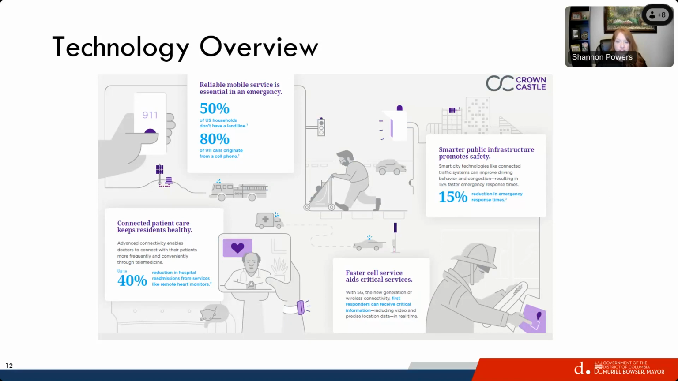Smarter public infrastructure promotes safety. Smart city technologies, like connected traffic systems, can improve driving behavior and congestion, resulting in 15% faster emergency response times, and faster cell service aids in critical services.